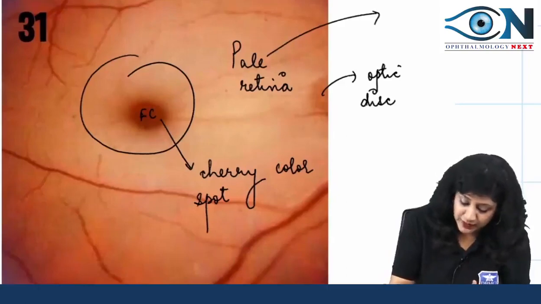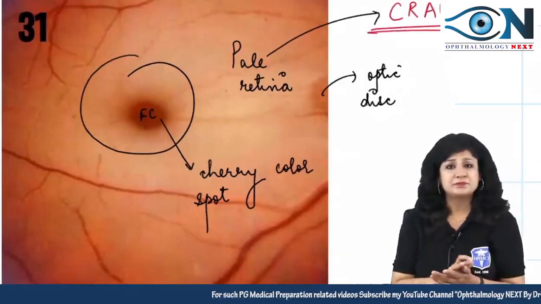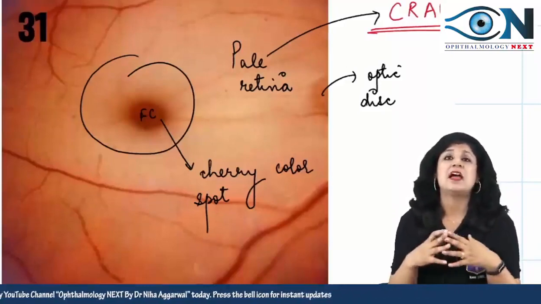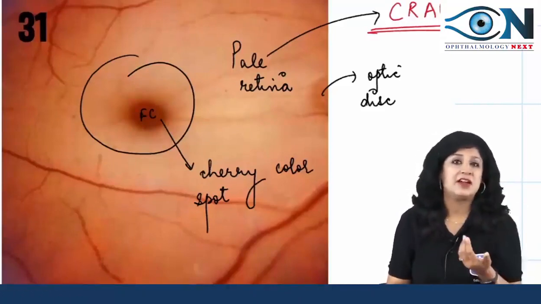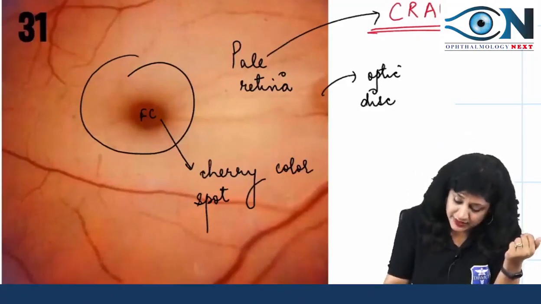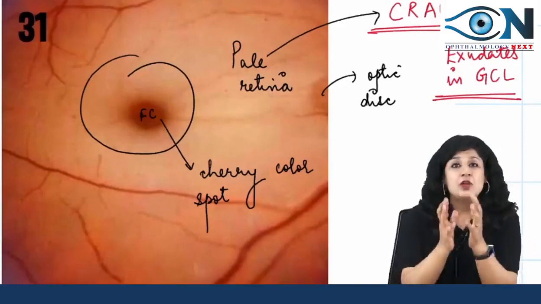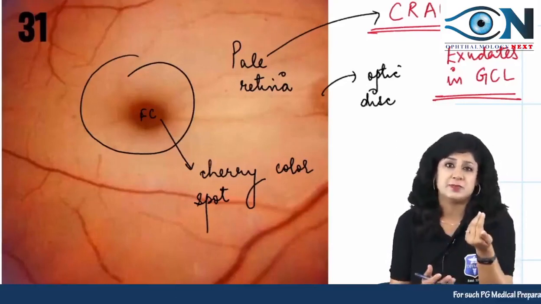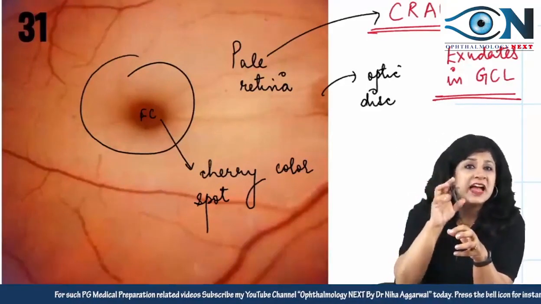It is a case of CRAO. So this clearly is a case of CRAO. Now, though you can get a cherry red spot at many other places also, here you are having the pale, milky white retina also. Why? Because you have a collection of exudates in the ganglionic cell layer, and this ganglionic cell layer is absent in the fovea centralis. We have lesser layers present in the fovea centralis. So what is happening? The choroid still shines through the fovea centralis.